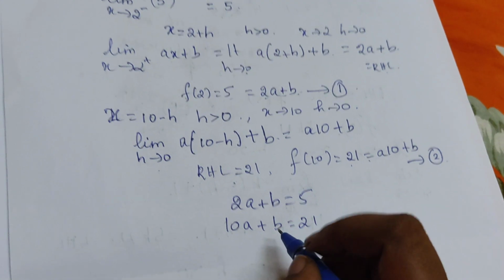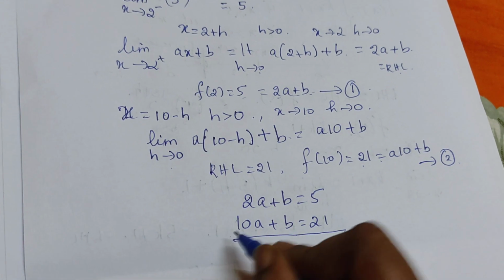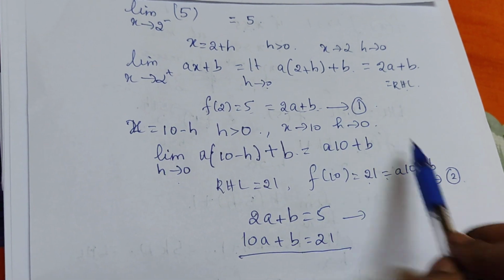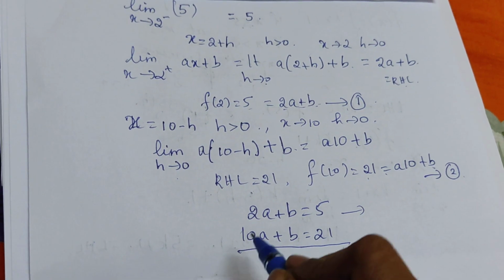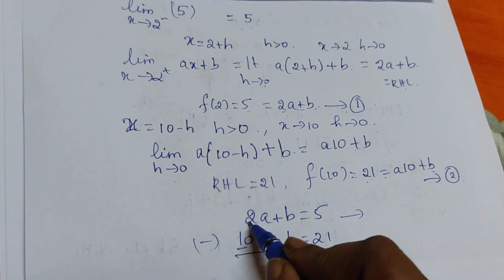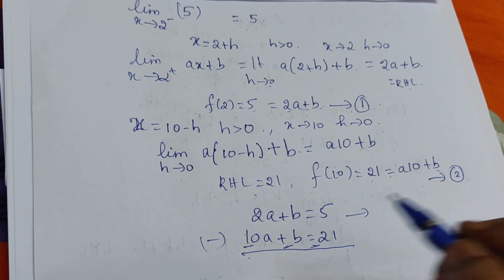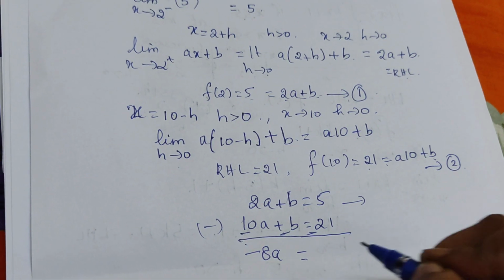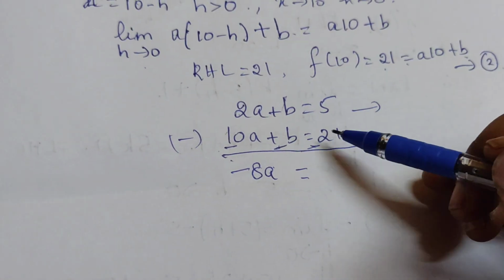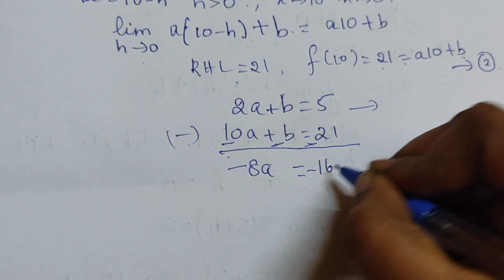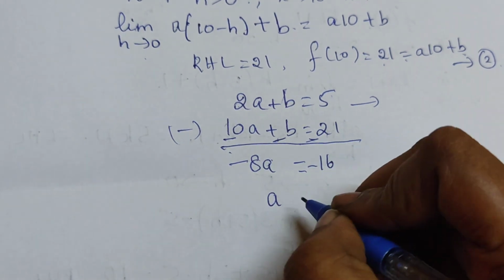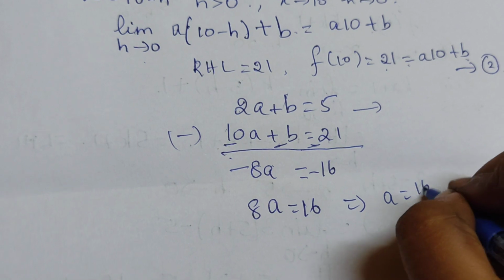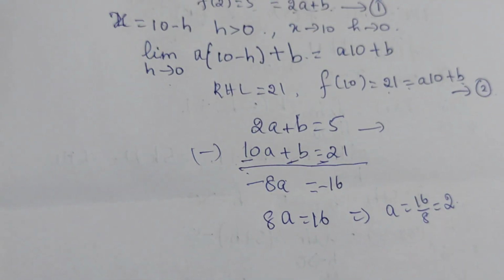Now we will subtract equation 1 from equation 2. While subtracting we have to change the signs. After changing, we will get 8a, the b variable gets cancelled, and then we will get 21 minus 5, which is 16. So 8a is equal to 16, a is equal to 16 by 8, which is 2. We got a value as 2.